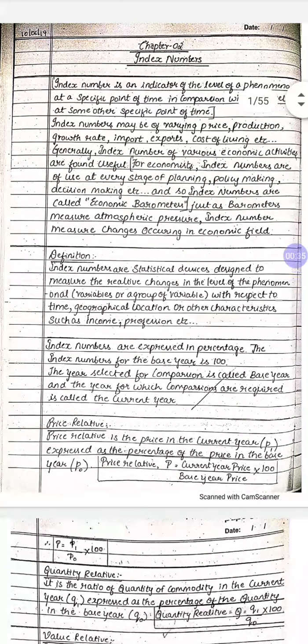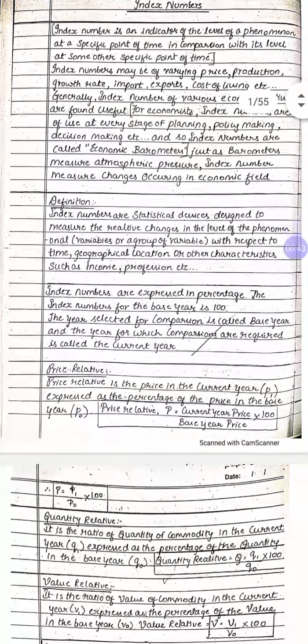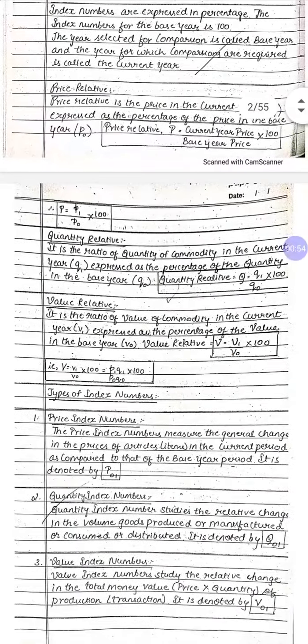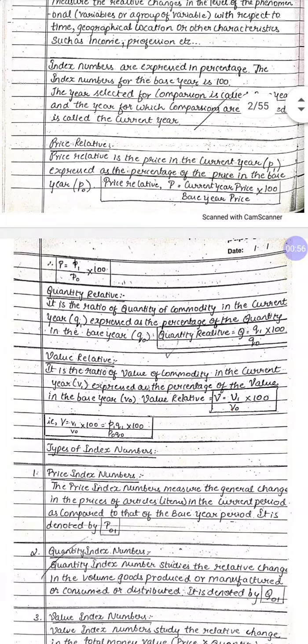We have a base year and current year for the comparison. The base year will always be the least and the current year will be the highest one. Under that we have three relatives: one is price relative, second is quantity relative, third is value relative. What is price relative? It is the changes in the price.